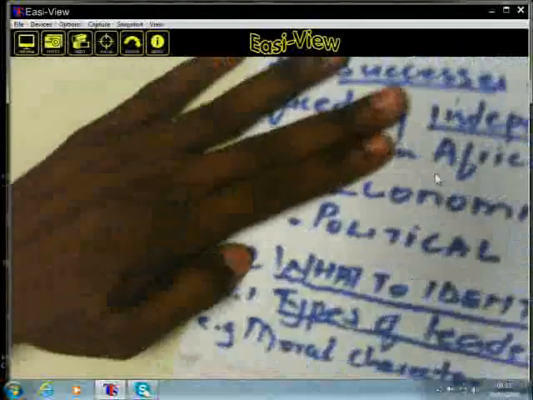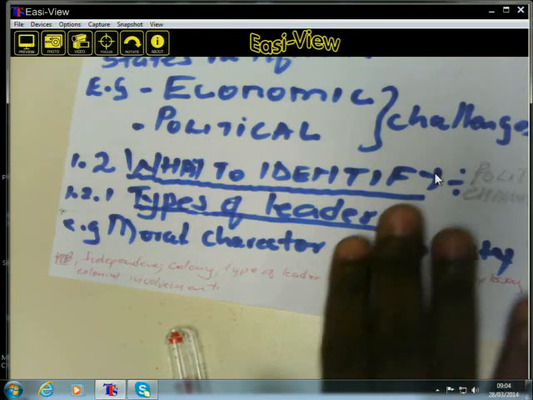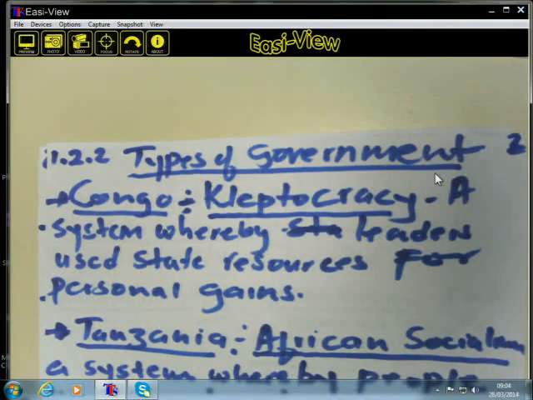So let's focus on the types of leaders. When we talk of types of leaders, you look at the leaders in Congo, you look at the leaders in Tanzania. We should ask, did these leaders have moral character, or were these leaders honest with the people they were ruling? That is when we talk about the types of leaders. I will explain that further. And secondly, we talked about the types of government.